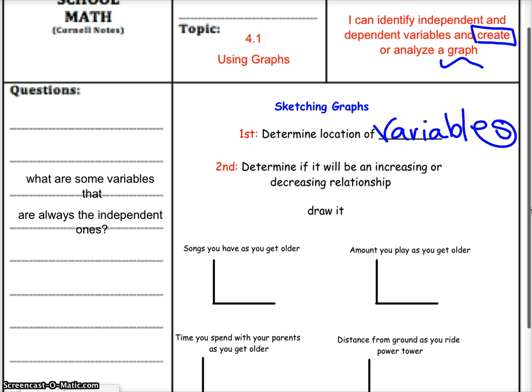Second, determine if it's increasing or decreasing. And third, draw. So where do the variables go? Does it increase or decrease? Draw. Watch.